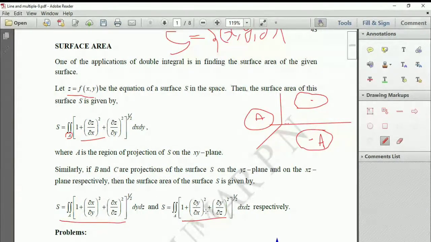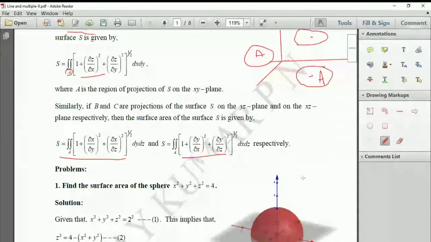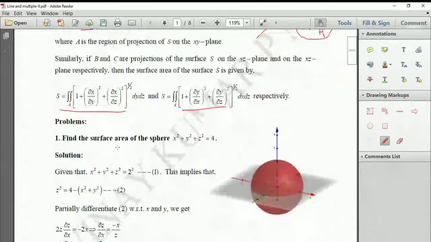If you pull that one on the ground, then your height has been made 0. Then that object will have only x-axis length and y-axis length. So that is what we are doing here. Now, let us find the surface area of this sphere.